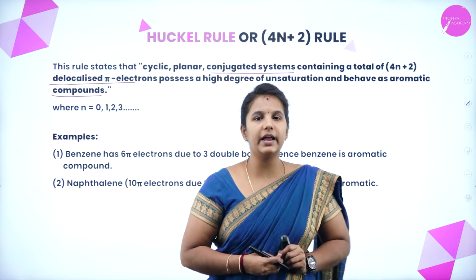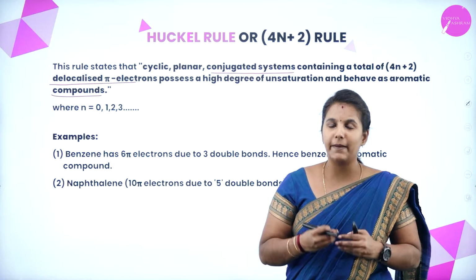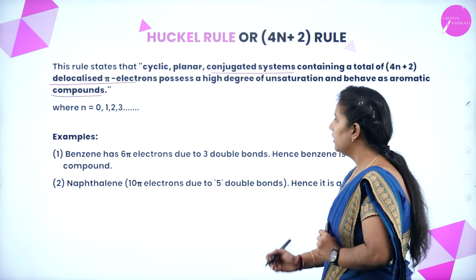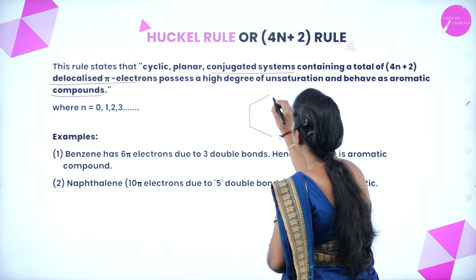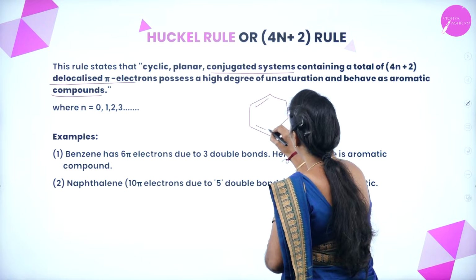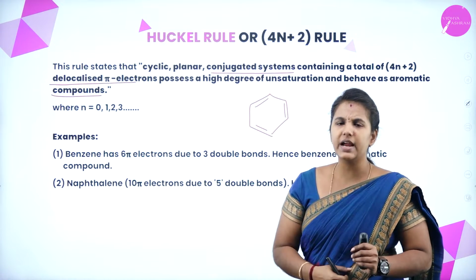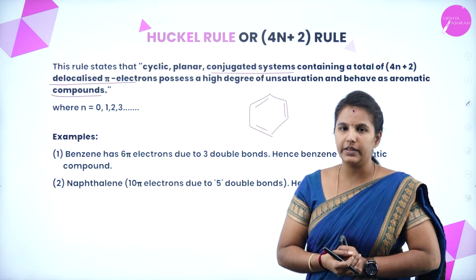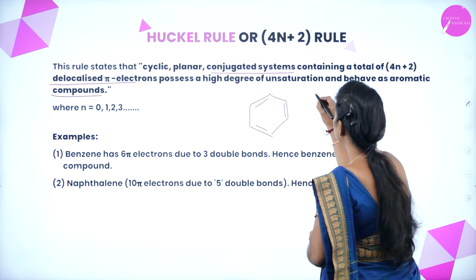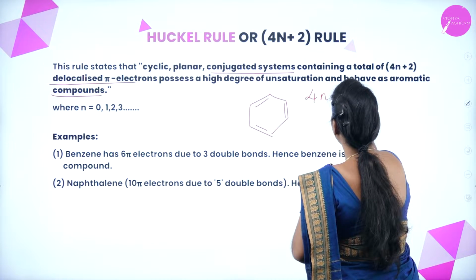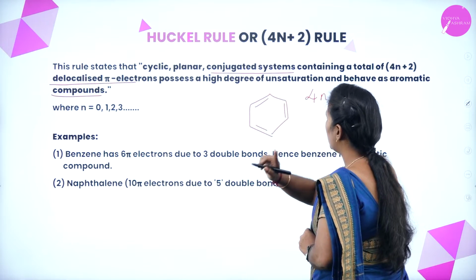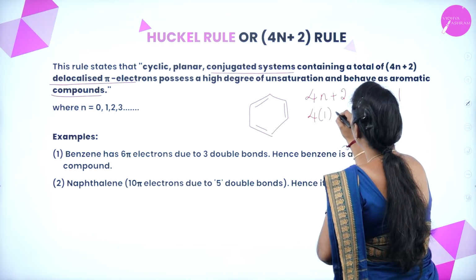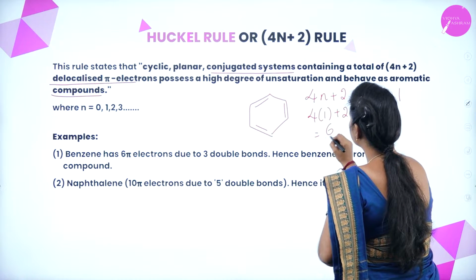So how do we calculate the 4n plus 2 rule in benzene and other compounds? Let's see by taking the example of the benzene ring. We know that in the benzene ring there are 6 carbon atoms and 6 hydrogen atoms. Is it right? Yes. And there are 3 alternating single bonds and double bonds. Now, if I consider the rule 4n plus 2, how many benzene rings are there? Only 1. So, I'll consider n value as 1. So, 4 into 1 plus 2 is equal to 6.